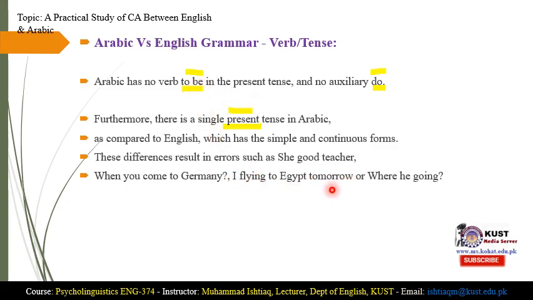I'm flying to Egypt tomorrow. "Where he going" rather than "where is he going." Since these things are not part of the Arabic grammar system or Arabic verb system, they are reflected in their English as a foreign language as well. Why? Because these are influences of their mother tongue.